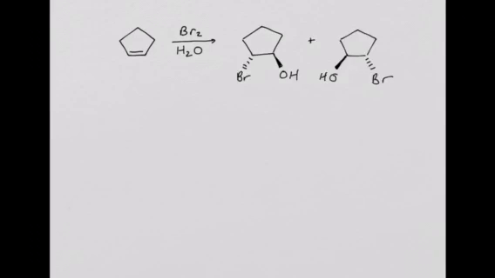Now let's look at another example reaction that illustrates the stereospecificity of the formation of halohydrins. If we treat this alkene with bromine and water, we will get two products, a pair of enantiomers. In order to understand why we only get two of the possible four stereoisomers, we need to look at the mechanism of this reaction. In the first step, the alkene attacks bromine, kicking off the bromide leaving group and forming the bromonium ion.